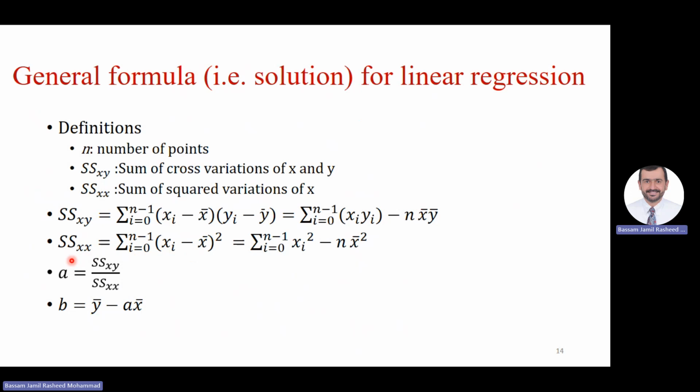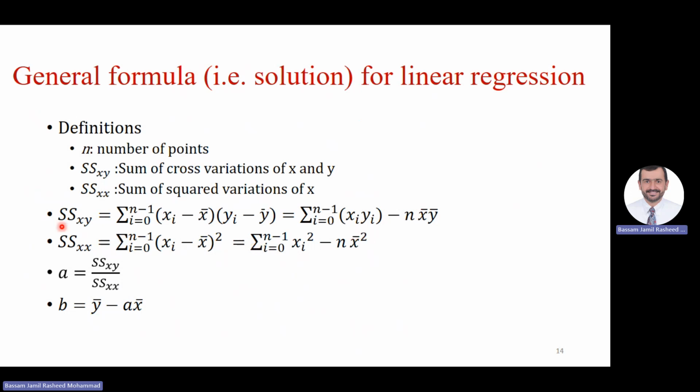Now the second term, the sum of squared variations of x, is computed by squaring all these centered points. We square the x coordinates of the centered points and add them. This is equal to squaring the x coordinates of the original data, summing them, and then subtracting n times the square of the average x coordinate.